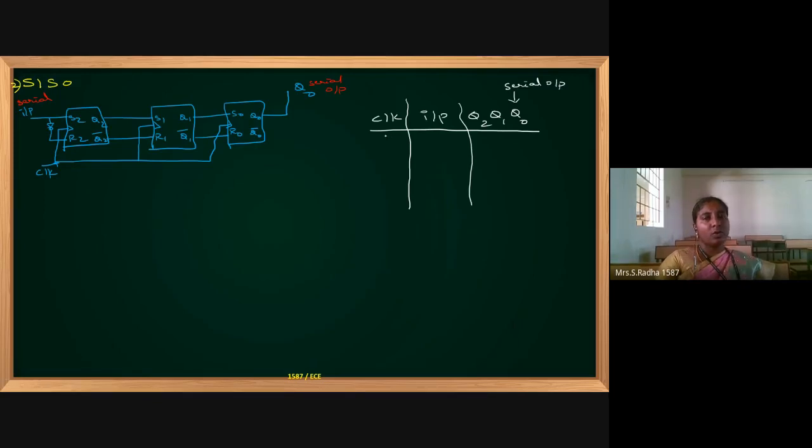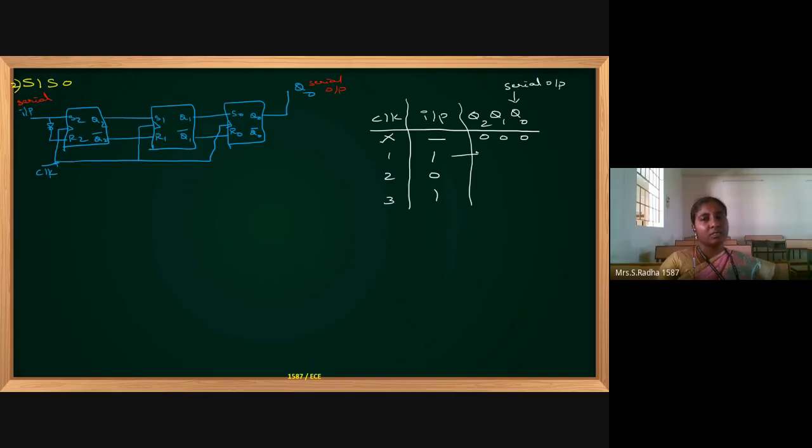So when no clock is given, what happens over here? Input, let us assume 101 is given. No clock means no input will go inside. Okay. So I will take 101 as the input, and the clock, first clock, second clock, third clock, let us assume. Initially the 3 flip-flop outputs are 0, let us assume.